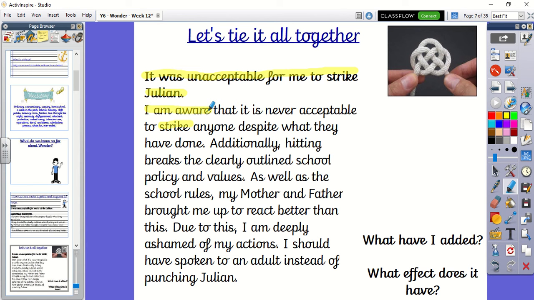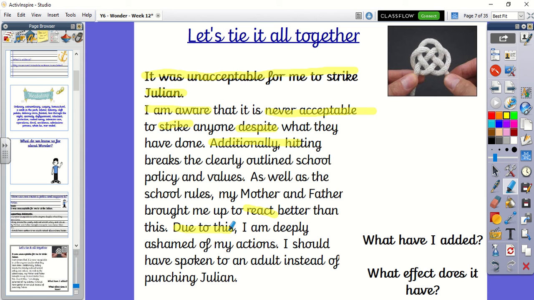I am aware, again, very formal, that it is never acceptable to strike anyone despite what they have done. Additionally, so there's your fronted adverbial and also adverb. Hitting breaks the clearly outlined school policy and values. So again, you could have put striking in there or hitting. That's absolutely fine. As well as school rules, my mother and father brought me up to react better than this. And then due to this, so another high level opener, I am deeply ashamed of my actions. I should have spoken to an adult instead of punching Julian.